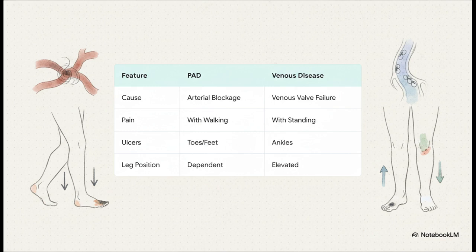This table is your cheat sheet. Just remember this: PAD is a getting blood down problem, so we put the legs down. Venous disease is a getting blood back up problem, so we put the legs up. Seriously, that one distinction will help you answer so many questions correctly.